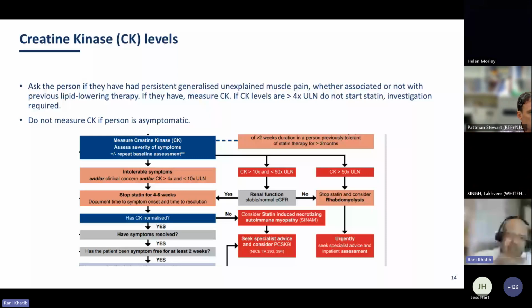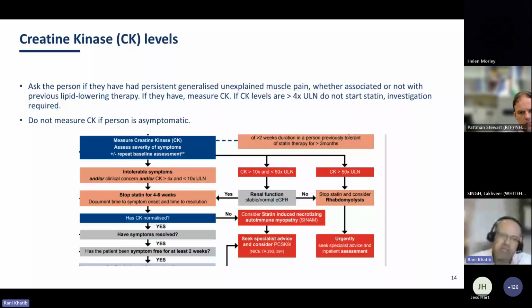For that reason, the statin tolerance pathway tells you a little bit more about it. It says, for example, if there is clinical concern, or CK levels are 4 times the upper limit of the range, then you consider stopping it. Of course, alarm bells should go if it's more than 10 times the upper limit, because you start worrying about toxicity, about rhabdomyolysis, etc. If it goes 50 times, then it's most likely rhabdomyolysis.